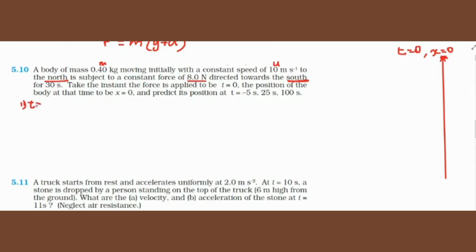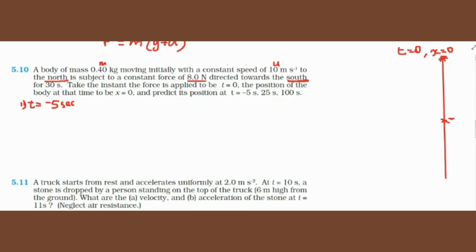T is equal to minus 5. I told you the meaning of minus 5, 5 seconds before. See, 5 seconds before it was moving. Just assume that it was somewhere here. Then from minus 5 to 0, it took 5 seconds to travel this distance, with a constant velocity of 10 meter per second.